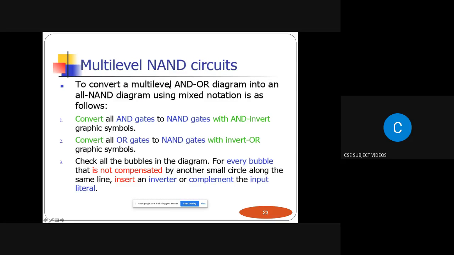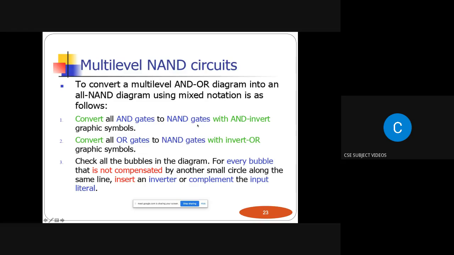And how can this AND-OR circuit diagram be converted into NAND gates and NOR gates? So these are the steps for converting the AND-OR circuit diagram into NAND gates. For NOR gates, it is vice versa. These steps have to be followed vice versa. Here, to convert a multi-level AND-OR diagram into an all-NAND diagram using mixed notation is as follows.